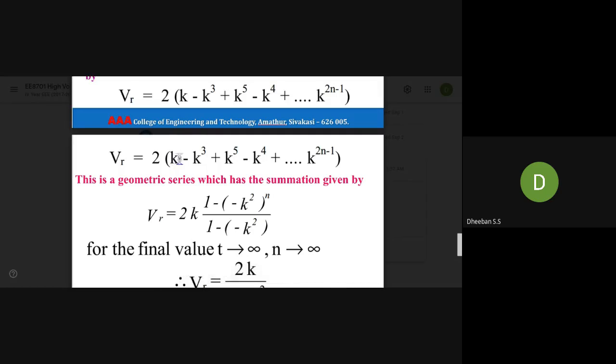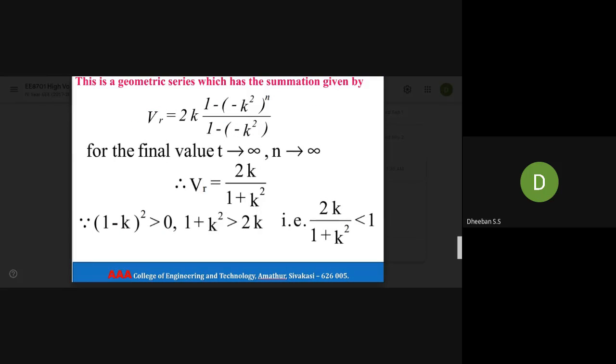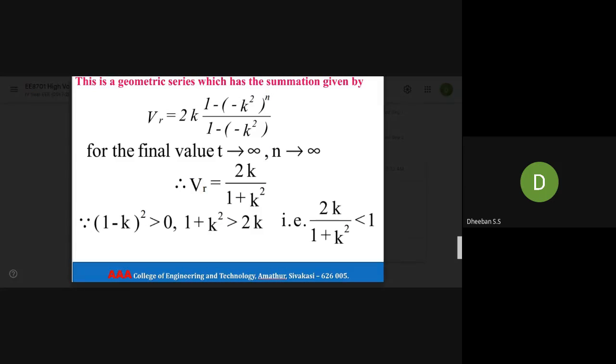That formula will be applied over here. You take this k common out, and applying it you get VR equal to 2k by 1 plus k square. This is with respect to your open circuit voltage. This is what you have to derive in your Bewley lattice diagram.